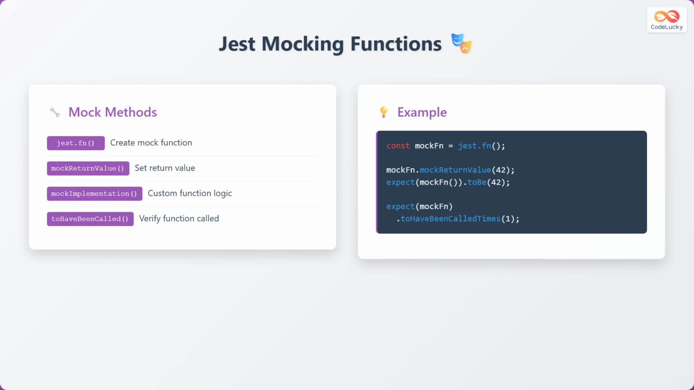Here's a practical example. Create a mock function using const mockFn = jest.fn(), set its return value with mockFn.mockReturnValue(42). Call the function and expect it to return 42. Finally, verify it was called exactly once using expect(mockFn).toHaveBeenCalledTimes(1).